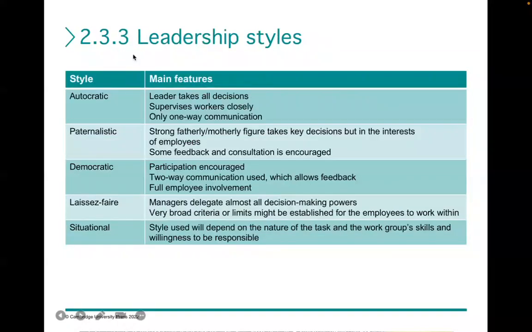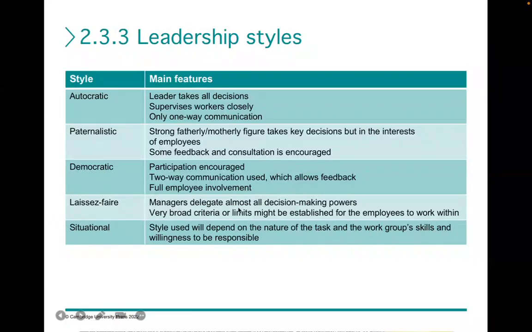Finally, leadership styles. There are five main styles of leadership. You've got autocratic, where the leader makes all decisions by himself, doesn't listen to anyone's opinion, just directs. Paternalistic, where he feels like a family member, a fatherly or motherly figure, making decisions in your interest. Sometimes he gets your feedback, and sometimes not. Democratic, where everyone's involved, they get their chance to say their piece, it's two way, and then they make a joint decision.